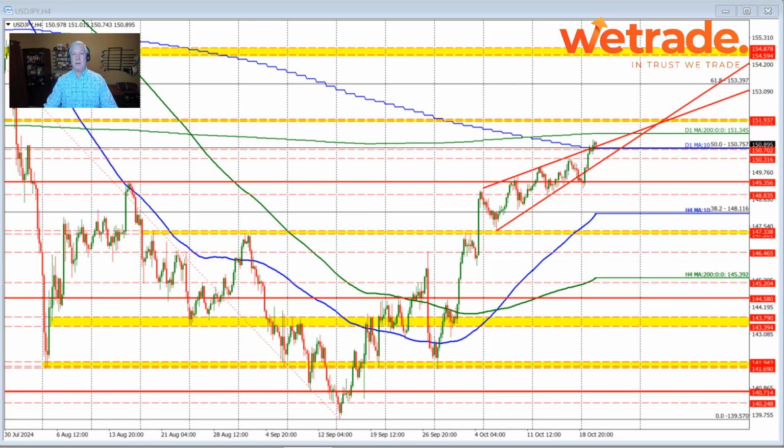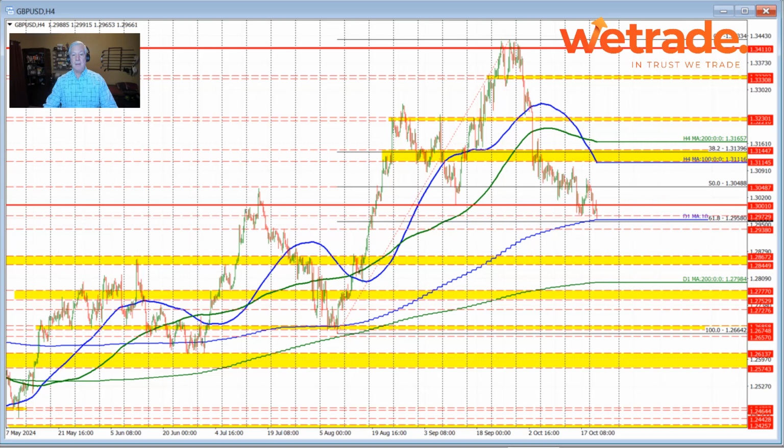Finally, let's take a look at the sterling versus US dollar. We'll start off by taking a look at the 4-hour chart. And as you can see on the 4-hour chart, you see this blue line right here. This blue line represents what? It's the 100-day moving average. Also near that level is the 61.8% retracement. That level comes in at 1.2958.